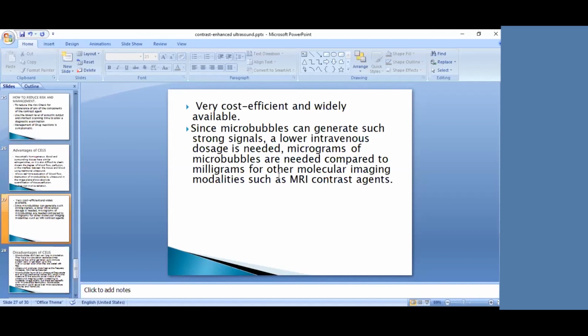Since microbubbles can generate such a strong signal, a lower intravenous dosage is needed. Micrograms of microbubbles are needed compared to milligrams for other molecular imaging modalities such as MRI contrast agents. So ultrasound with contrast generates such a strong signal that we don't need as much contrast agent as we need in CT or MRI. We are using just micrograms here, while we need milligrams with other molecular imaging.